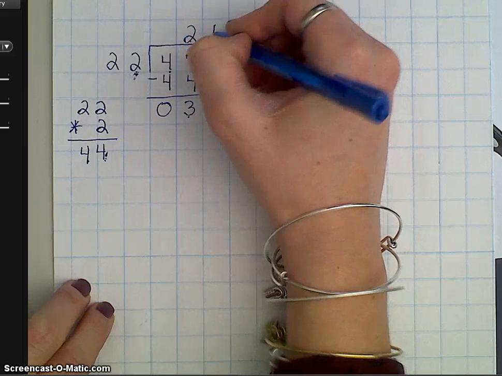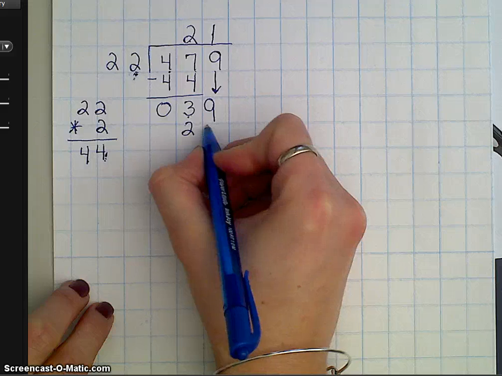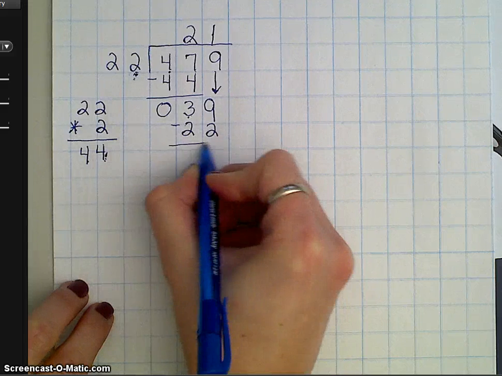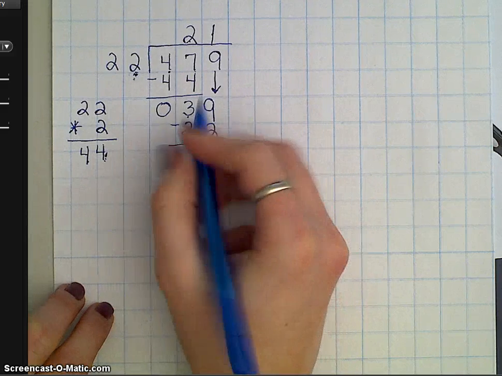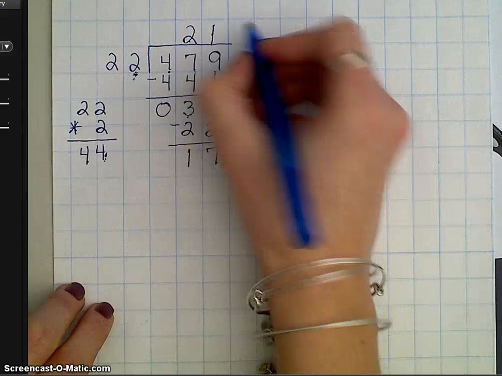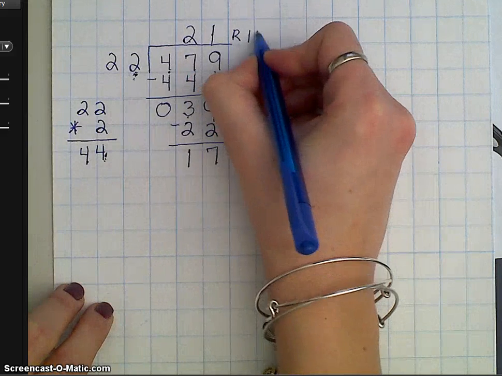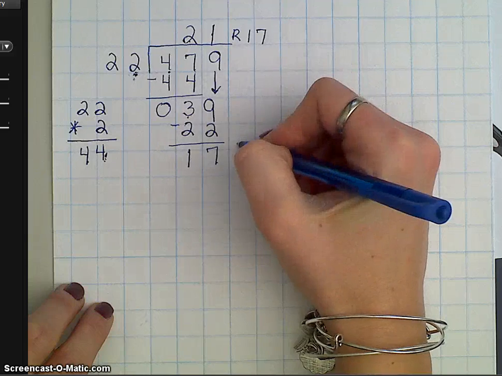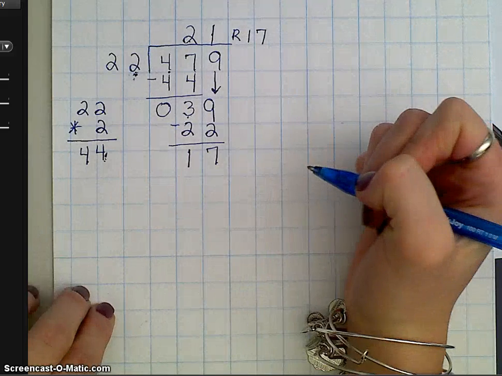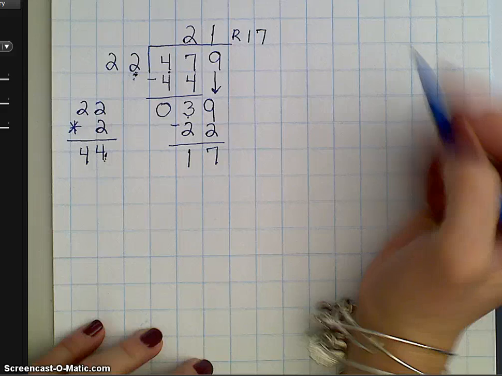Follow the steps. 1 times 22 is 22. Subtract. And I find out that my remainder is 17. I have nothing else to bring down, so I can't repeat. My remainder is 17. Let's try a different problem.